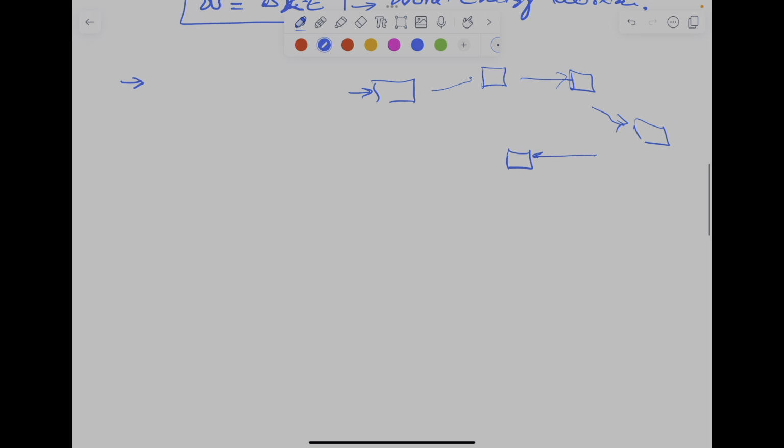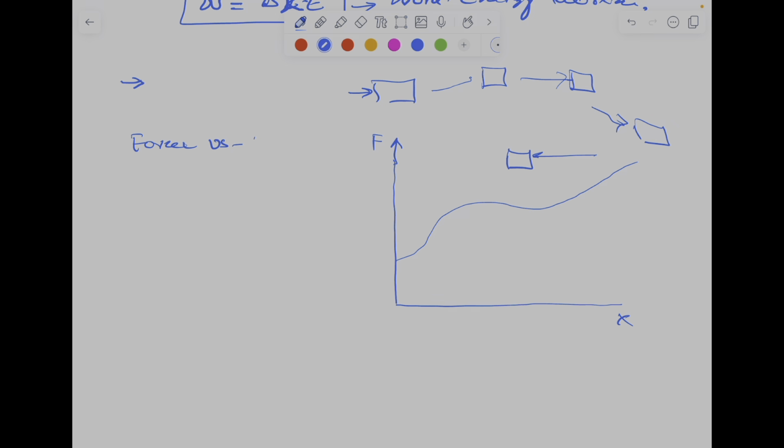So we can plot a force versus position graph, and we can find the work by using this graph, and the work is nothing but the area under the curve. So this is your area under the curve.